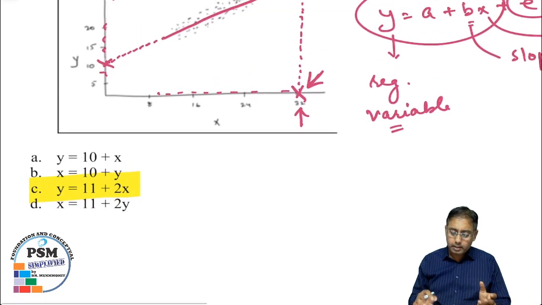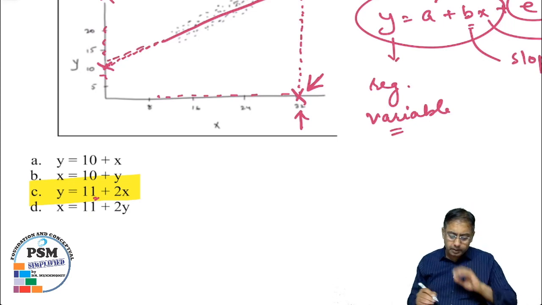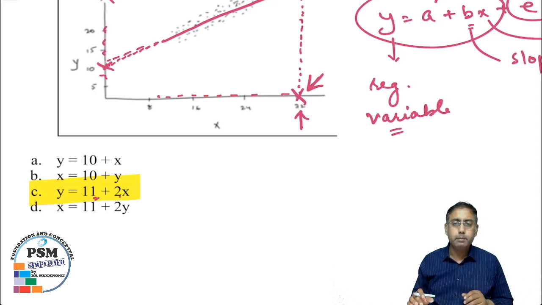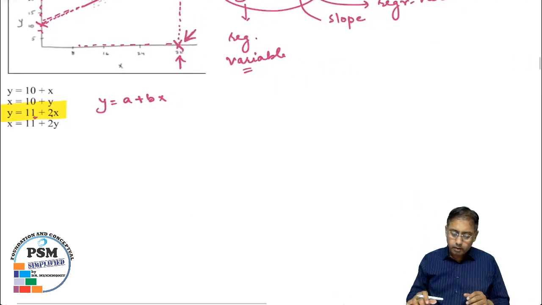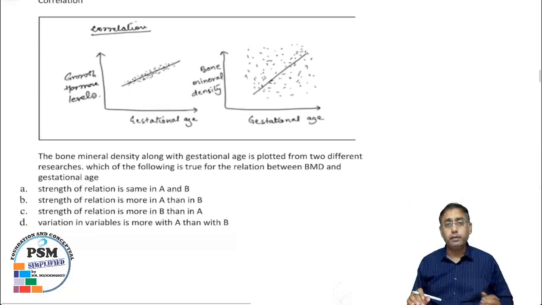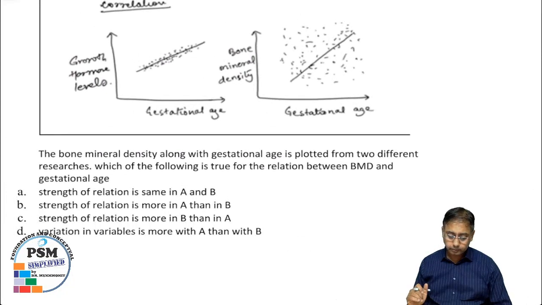And this looks somewhat like this, that the intercept is 11, right? Intercept is 11, 2 is the slope of the curve, x is the value. So it's a pretty simple and direct question. You need to remember y is equal to a plus bx. Question number 5 was based on correlation.